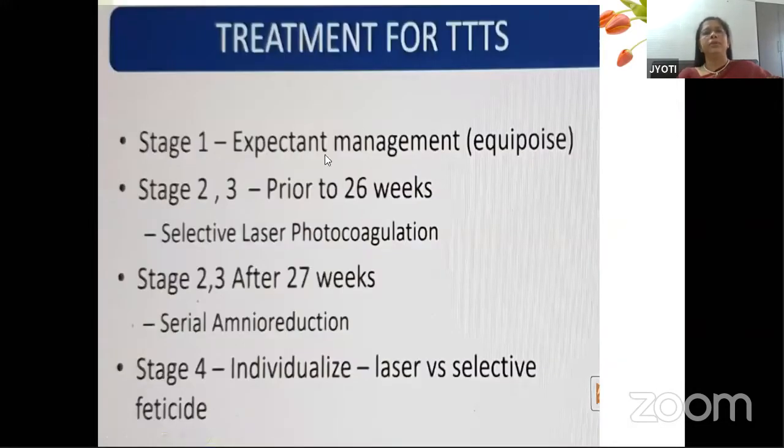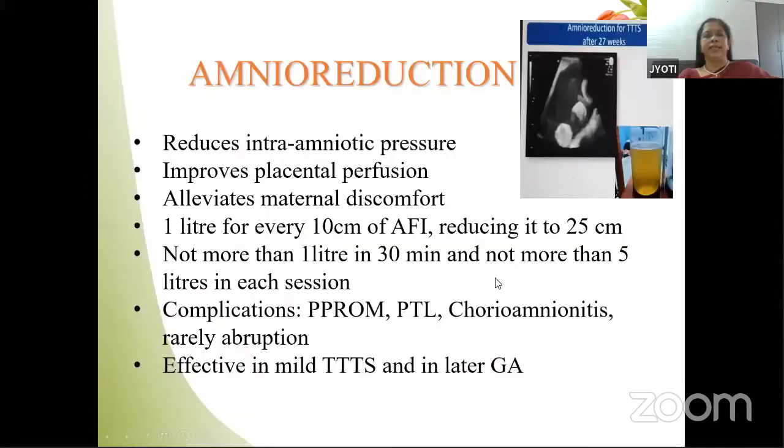And what do you do? Stage 1, you do an expectant management. Equipoise means at 20 weeks, at one point of time, you may need to take a decision. Stage 2 to 3, prior to 26 weeks, you may need a selective laser. But after 27 weeks, it is serial amnioreduction. And stage 4, it has to be individualized with laser or a selective feticide.